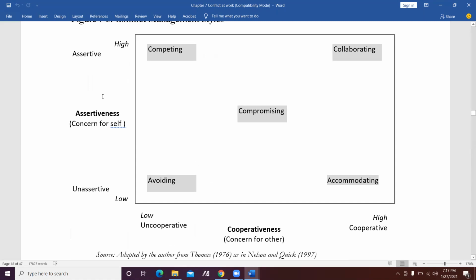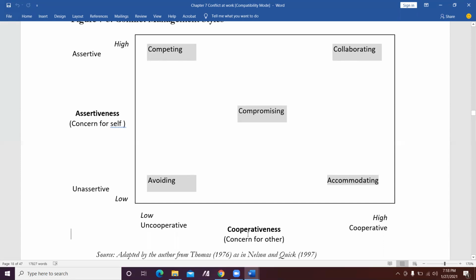So you can see here vertically assertiveness. Horizontally, you can see here cooperativeness. Assertiveness and cooperativeness. So what is assertiveness in this context? Concern for self. Again cooperativeness, in this context, in this theory, that is concern for others.